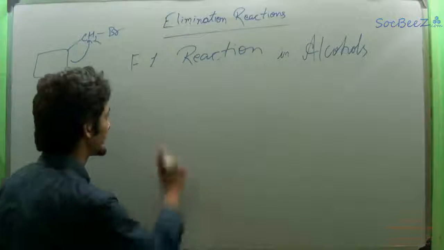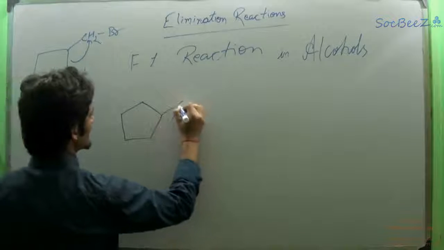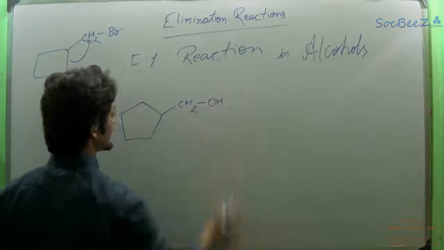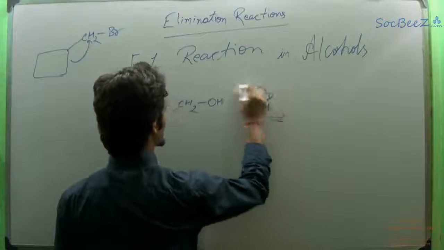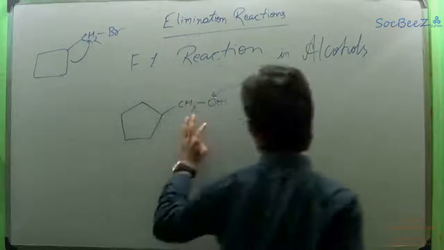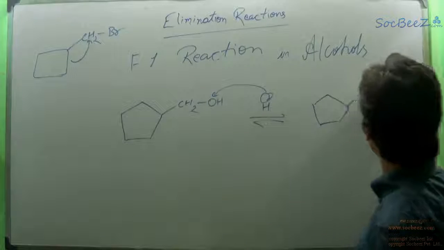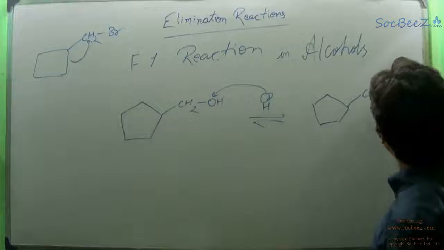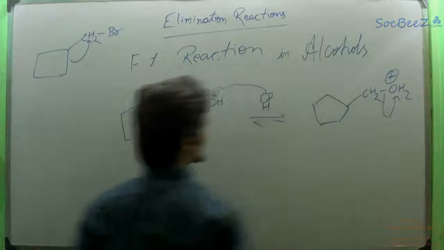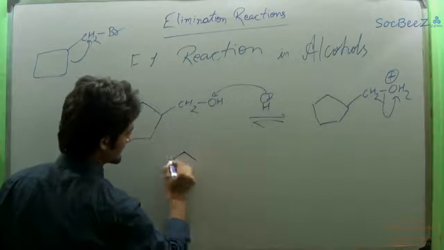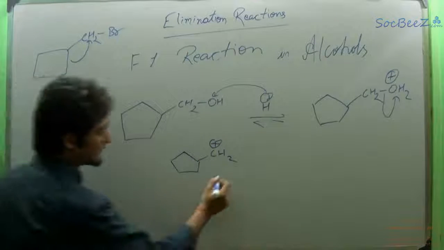So the other example which we will be discussing is a 5-membered ring, CH2OH. Again, the first step is the same, the H plus is attacking here. Now see, it is a 1 degree alcohol, still it is reacting. CH2OH2 plus. In the second step, it will leave, giving us CH2 positive. Now, this is a 1 degree cation.